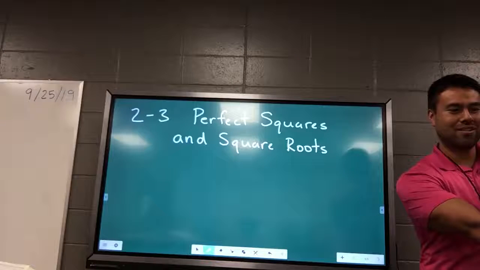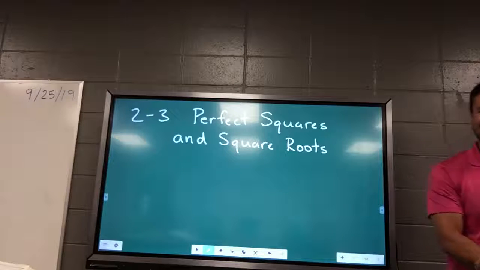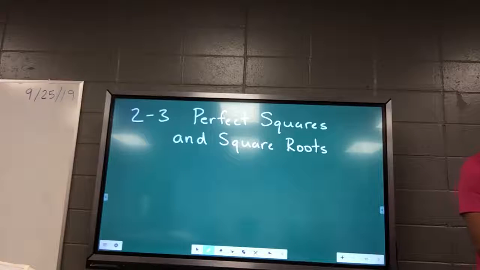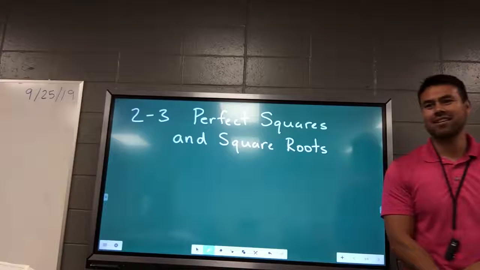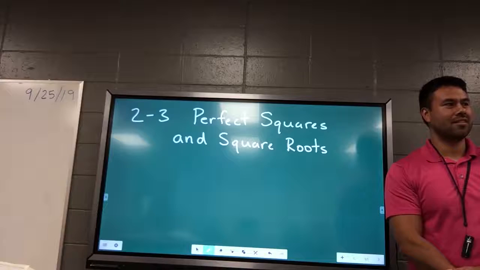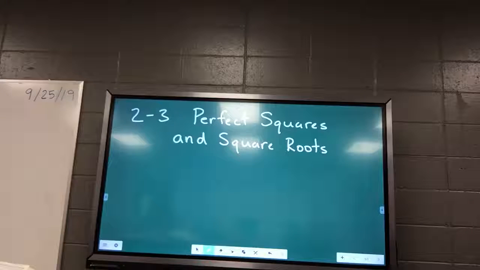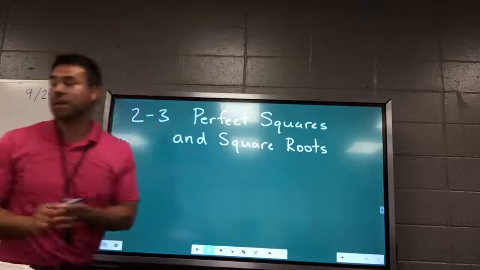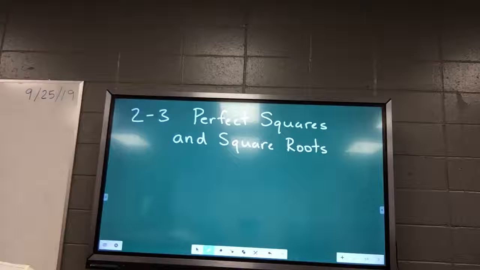12 times 12. All right. 6 times 6. 9 times 9. 10 times 10. What was the number? 10 times 10? 100. Okay. Those numbers, 64, 9, 100, 144, those are perfect squares. That's what they are.